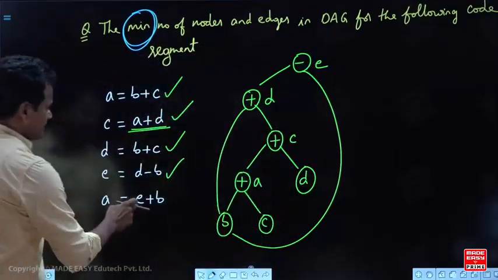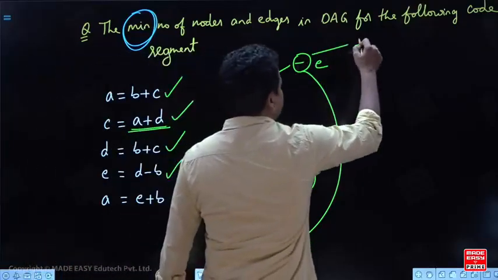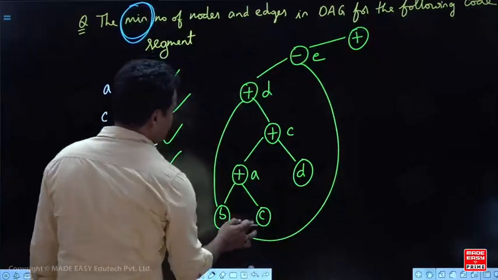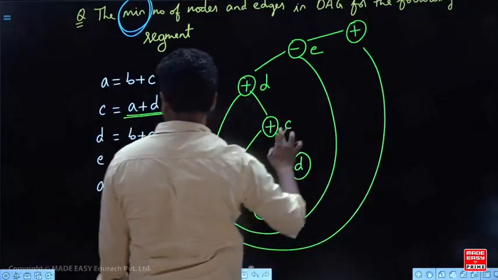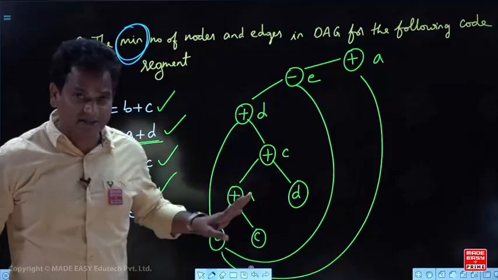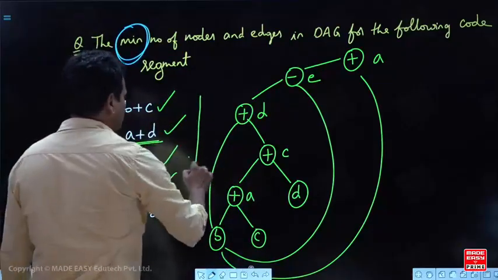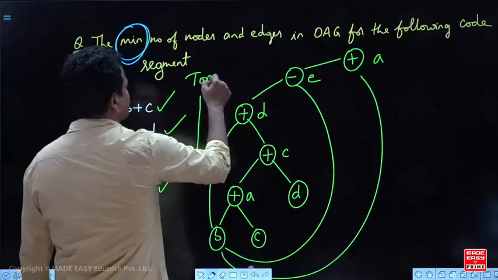Are you following? Then A equal to E plus B. This is E, and plus B. Where is B? This is B. This is the latest B. And this is equal to A. So this is the final answer. But this is not the correct answer. Are you following?